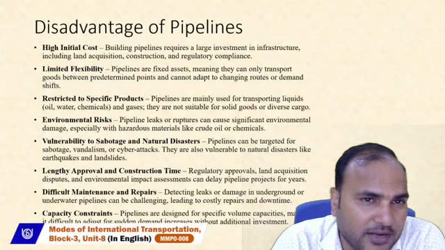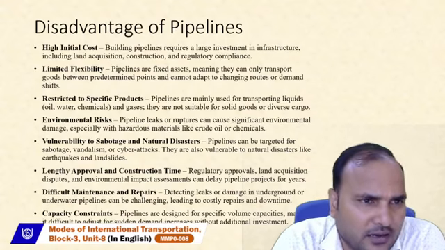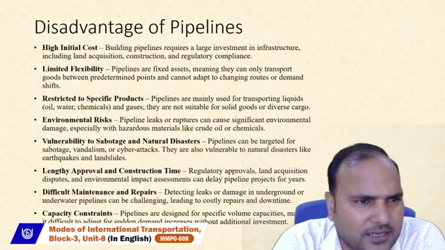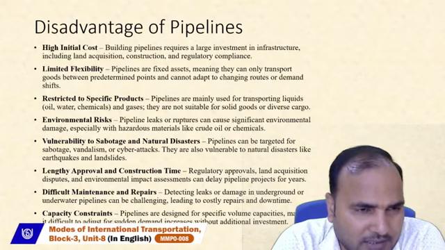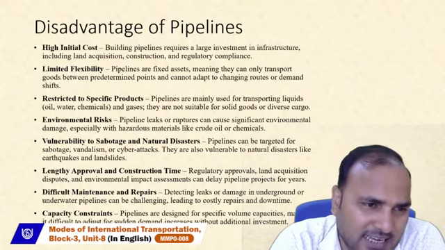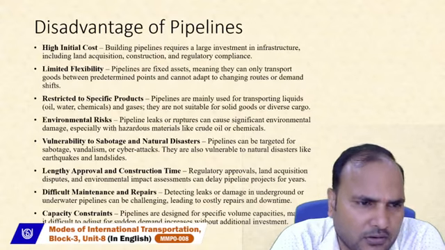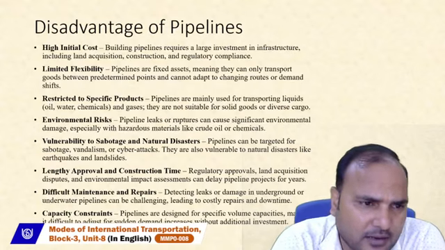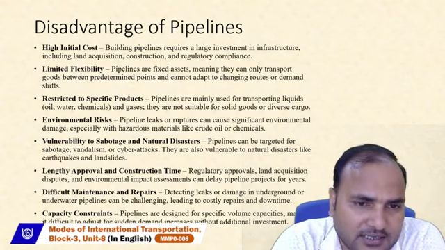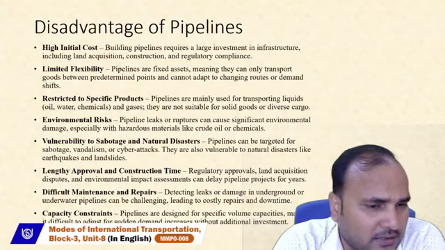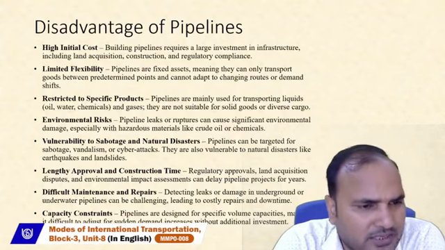And there are different disadvantages of pipelines. There is a high initial cost involved here. Flexibility is very limited. It is restricted to specific products like oil, water, chemicals. It is not for all. And there is environmental risk. There are hazardous materials like crude oil and chemicals, which may cause damage.